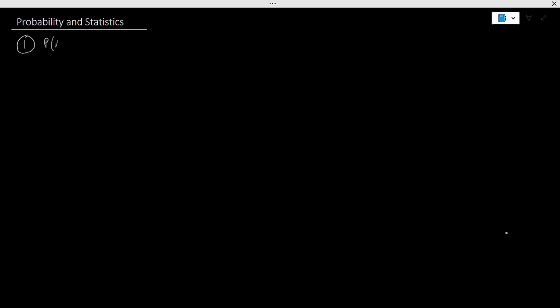First of all, let us begin with the definition of the probability of an event A. This is equal to the number of favorable events divided by the total possible events. Total possible events are also called the sample space.